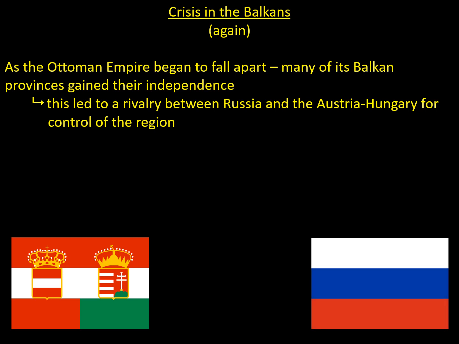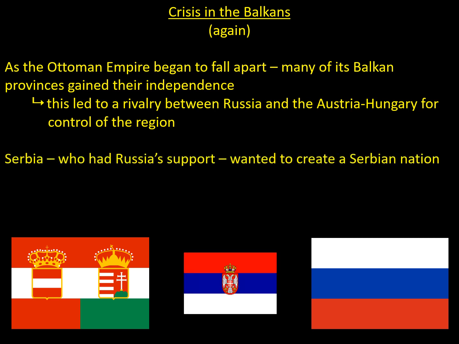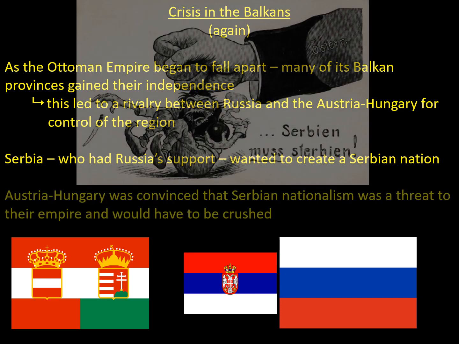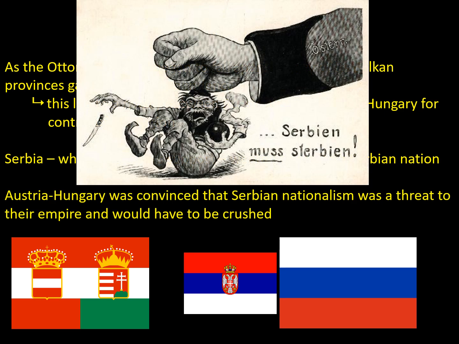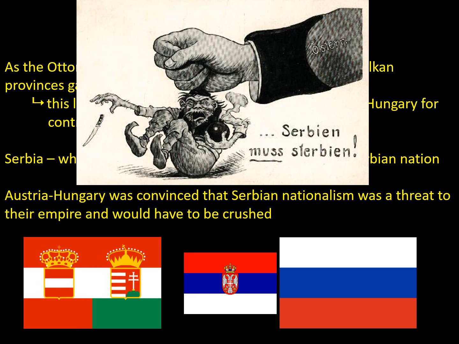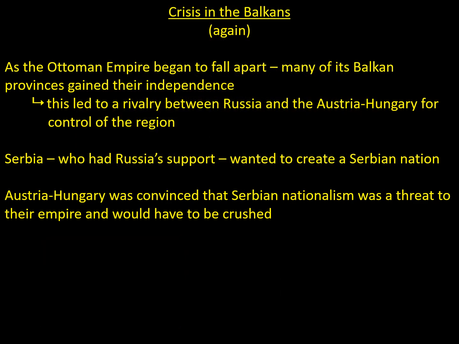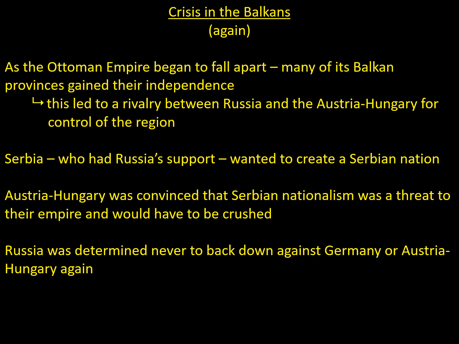This led to a rivalry between Russia and the Austrian-Hungarian Empire for control of the region. Serbia, who had Russia's support, wanted to create a Serbian nation. Austria-Hungary was convinced that Serbian nationalism was a threat to their empire and would have to be crushed. Russia was determined never to back down again against Germany or Austria-Hungary. Russia was ready to defend Serbia.